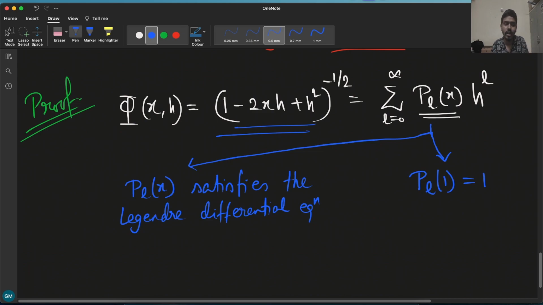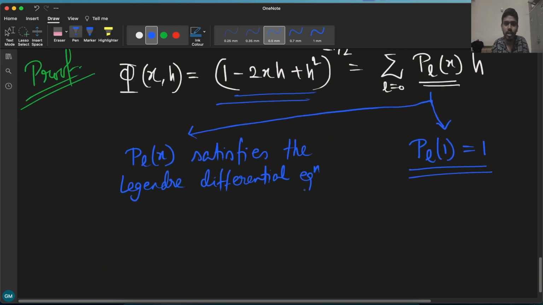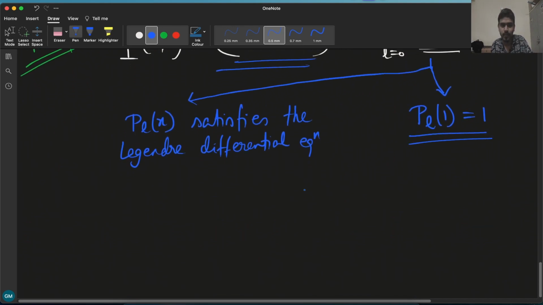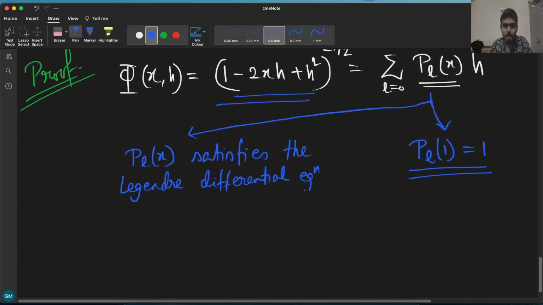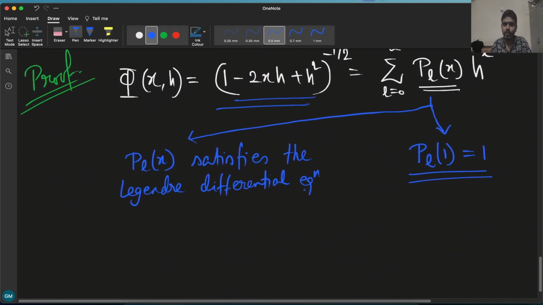So if I prove that p_l(x) satisfies the Legendre differential equation, it basically proves that whatever you have is the Legendre polynomial subject to a normalization factor. To prove that this is indeed the Legendre polynomial, we have to also show that p_l(1) is 1. In that case the proof will be complete. So these are the two things we need to prove. In the case of the Rodrigues formula also we prove these two things basically. The second proof is very simple.